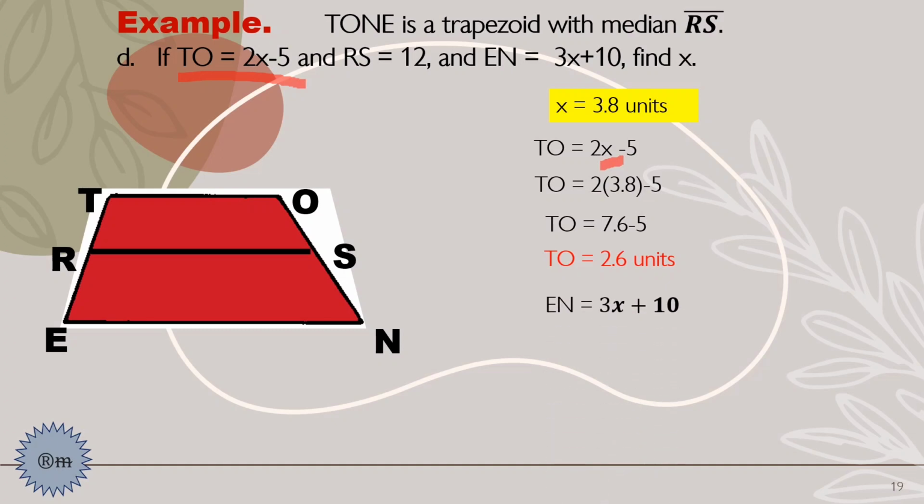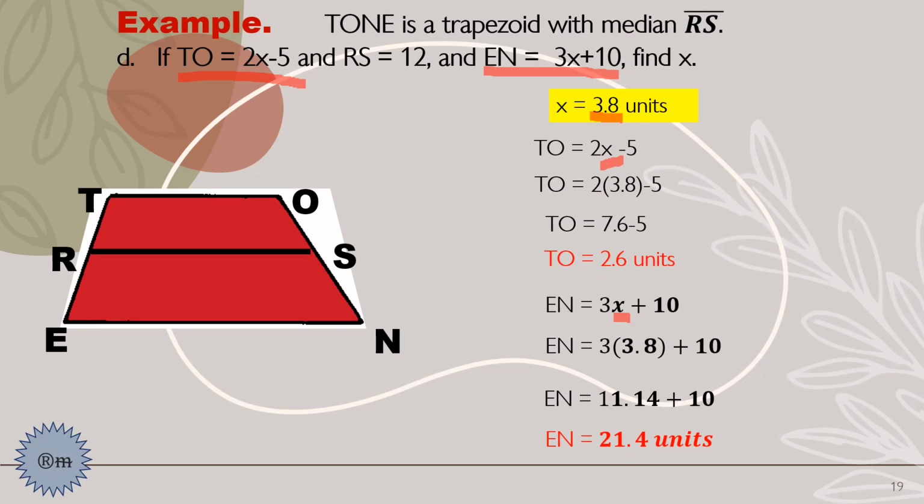And then afterwards, let us continue with EN. So EN equals 3x plus 10. To get the length of EN, let us replace x by 3.8 units. So we have 3 times 3.8 plus 10. So 3 times 3.8 is equal to 11.14 plus 10. So the total is 21.4.